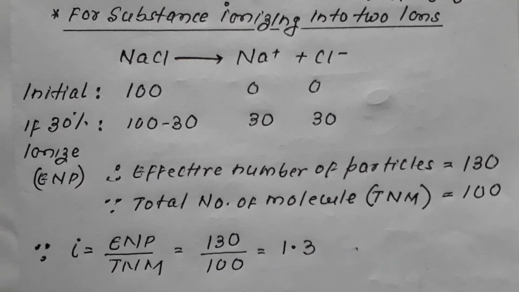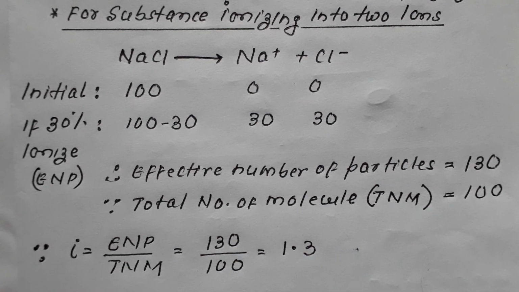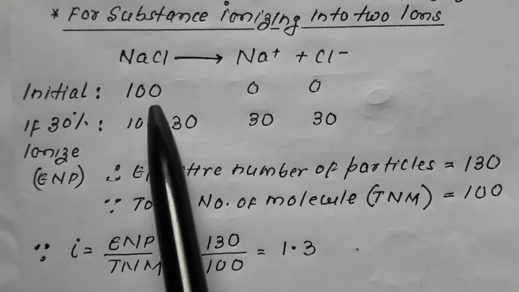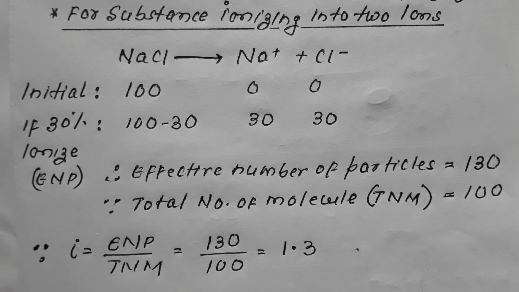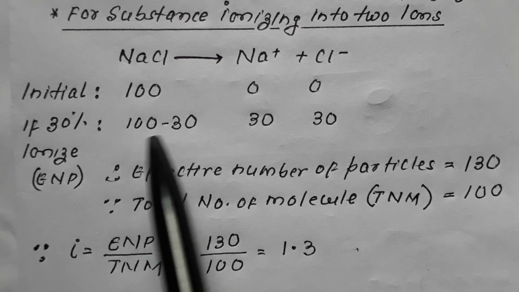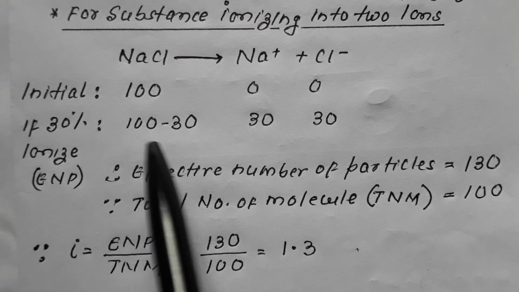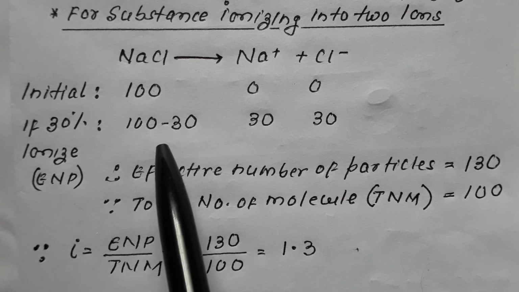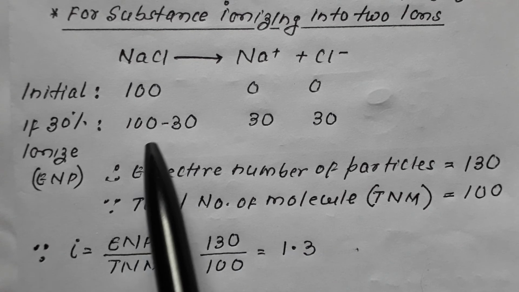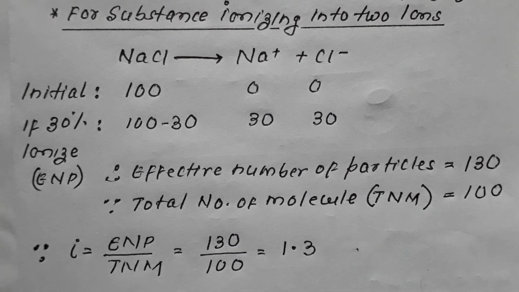For a substance which ionizes into 2 ions, as we are discussing the molecule of NaCl, we have taken 100 molecules of NaCl. Suppose out of 100, 30 have ionized. So initially it was 100, and now the leftover is 100 minus 30, which is 70 NaCl. But 30 have ionized, therefore 30 Na plus ions and 30 Cl minus ions.